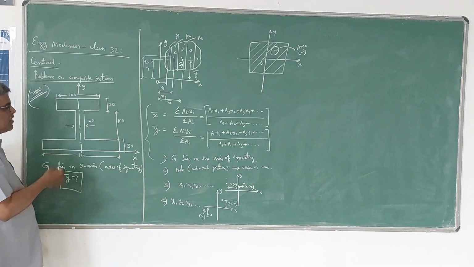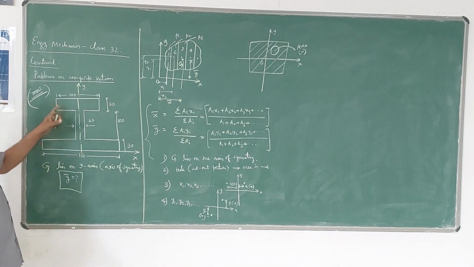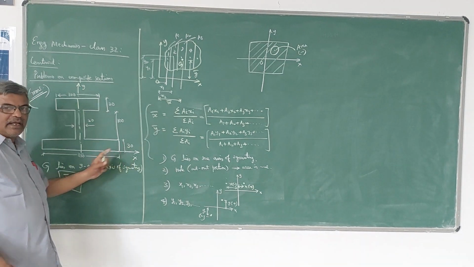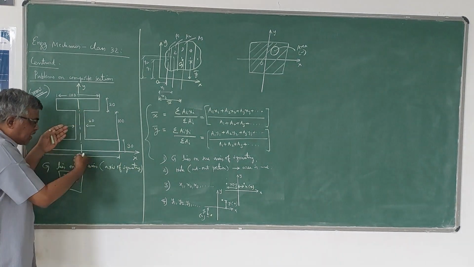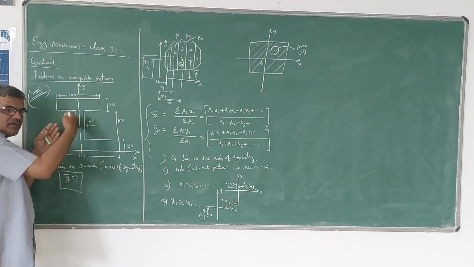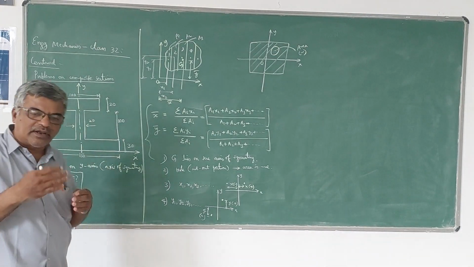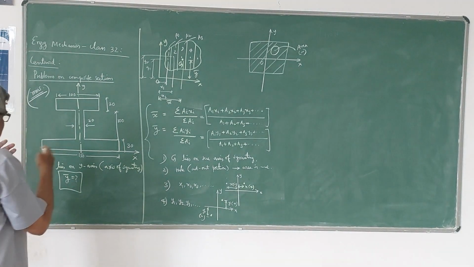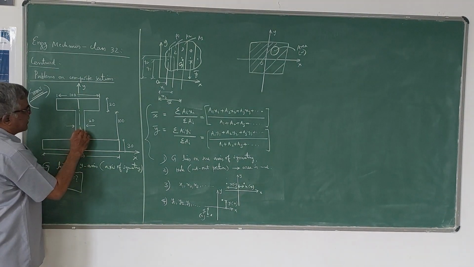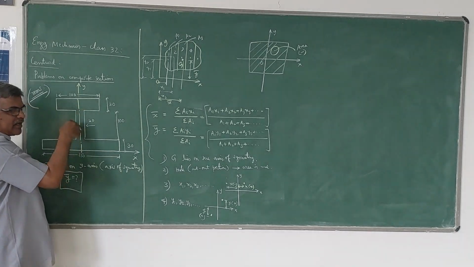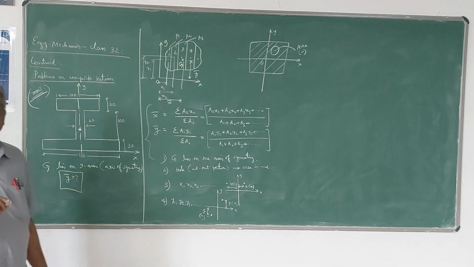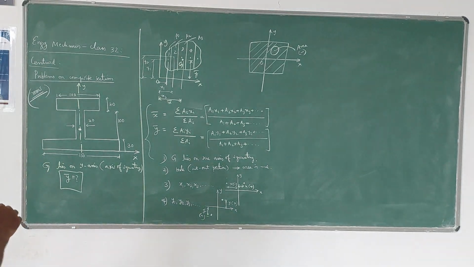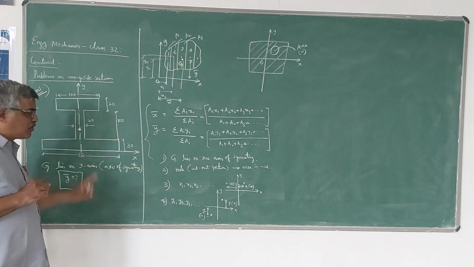Suppose if you observe this, here the area is less, 100 by 20, whereas here it is 150 by 30. The area is more concentrated towards the bottom of this I section. Therefore, the centroid also will be close to the bottom of the I section or bottom edge. So somewhere here it will be, not exactly at the geometrical center of the I section, because it is not symmetrical about x axis. It is symmetrical about only y axis.